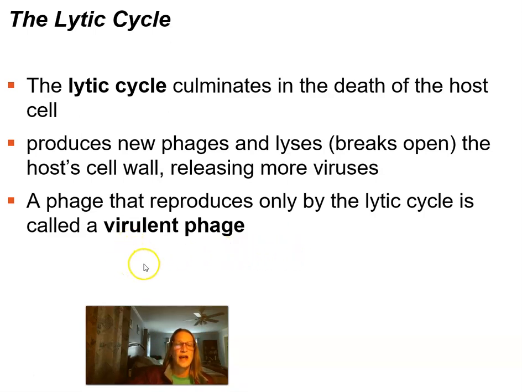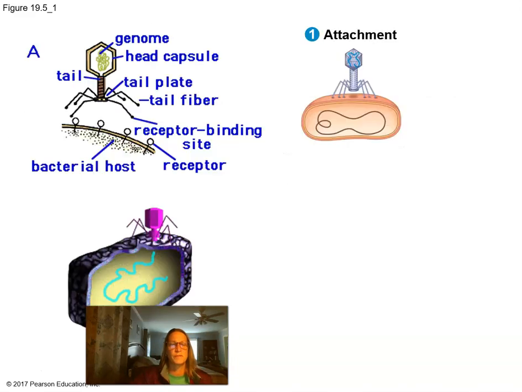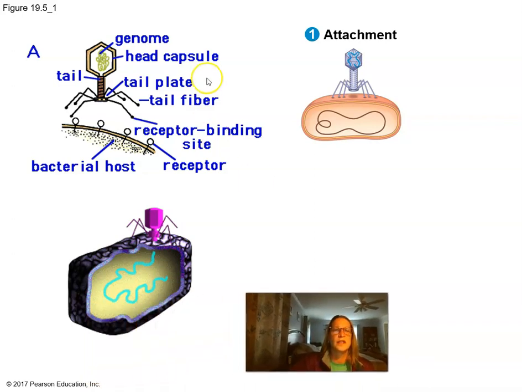A phage that reproduces only by the lytic cycle is called a virulent phage. So in this case, these phages only use the lytic cycle for replication. And this is what that looks like. Here you have the bacteriophage, the genome inside the capsid, the head part of the capsid. Here's the tail and the tail fiber. The tail fibers have little receptor binding sites on the ends, and here are the receptors on the bacterial host cell, and these match up to form that lock and key that we were just talking about.